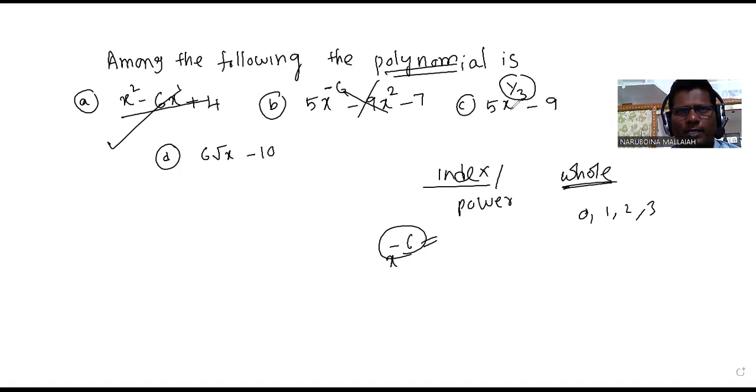Here x to the power of 1 by 3 is given. 1 by 3 is a fraction. So fractions are not allowed in polynomials. So this is not a polynomial. Here root x is given. Root x means x to the power of 1 by 2. The index of x is 1 by 2. So this is also a fraction, so this is not a polynomial. So x square minus 6x plus 4 is a polynomial.